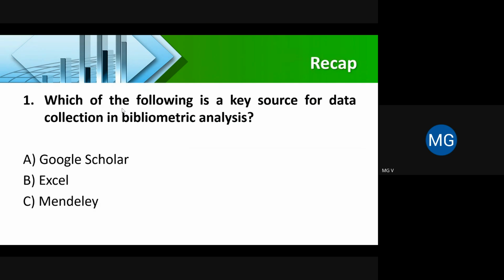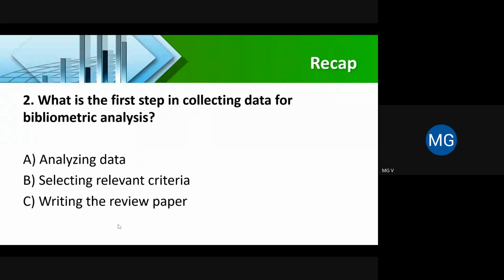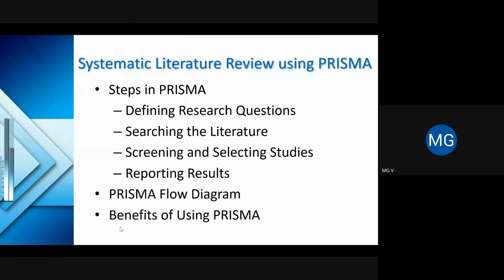Which of the following is a key source for data collection in bibliometric analysis? Google Scholar, Excel, or Mendeley, out of the options given? Yes, it is Google Scholar, right? What is the first step in collecting data for bibliometric analysis? Analyzing data, selecting relevant criteria, or writing the review paper? Okay, others? Yes, you are right. It is B, selecting relevant criteria.